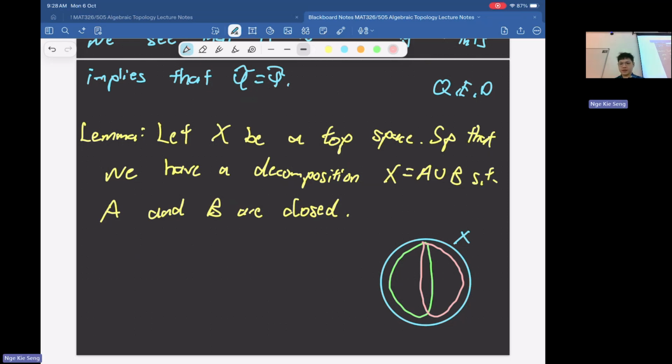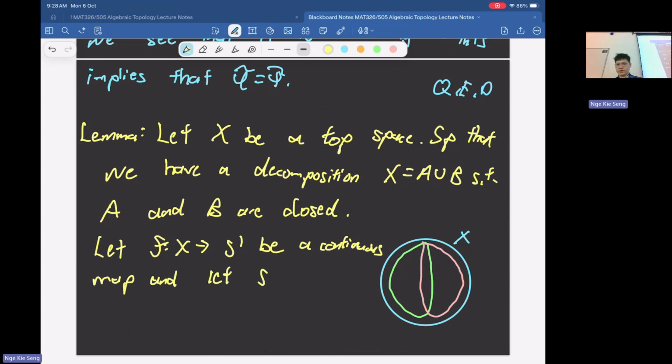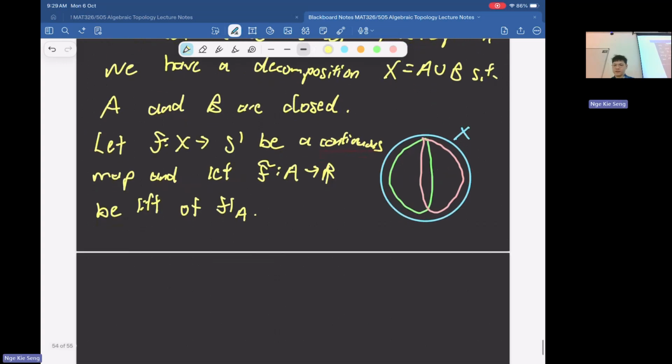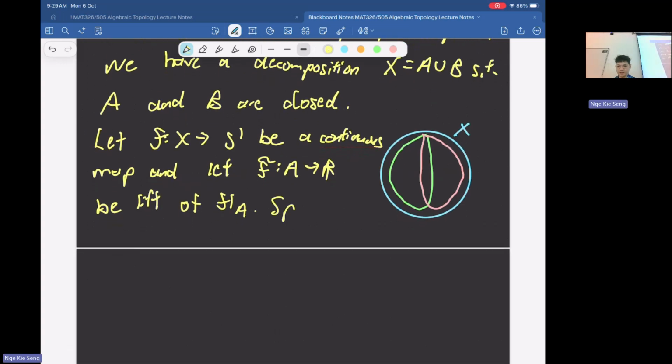Their union is X. So well, let F be a map into X1, again. And supposedly we only know how to lift from A. We need to know how to lift from A first. And then there's a very weird condition here, but we need to rely on this.